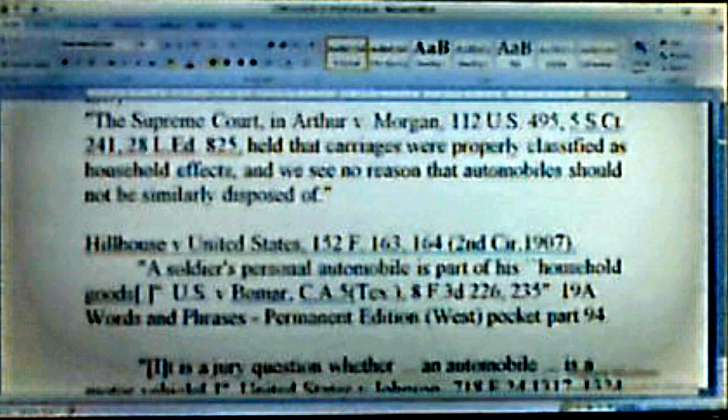We go to Hillhouse versus United States, 152, right? It was in the Second Circuit, 1907. And they said a soldier's personal automobile is part of his household goods. U.S. versus Bomar. Again, same thing. That was in Texas.